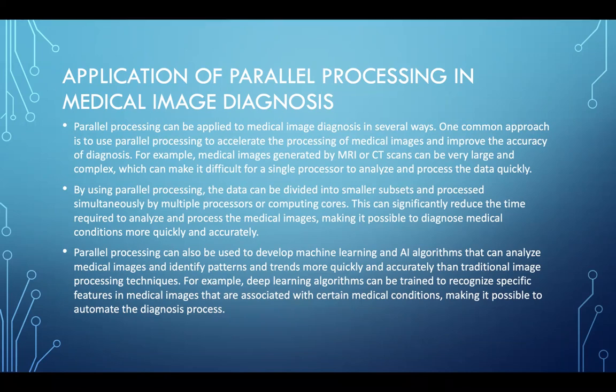Finally, parallel processing can be used to improve the efficiency of medical imaging systems by reducing the time and resources required for image processing. This can lead to faster and more affordable medical imaging procedures, making healthcare more accessible to patients who might otherwise be unable to afford it. Parallel processing is a powerful technique that can help improve the speed, accuracy, and efficiency of medical image diagnosis, which can ultimately improve patient outcomes and reduce healthcare costs.